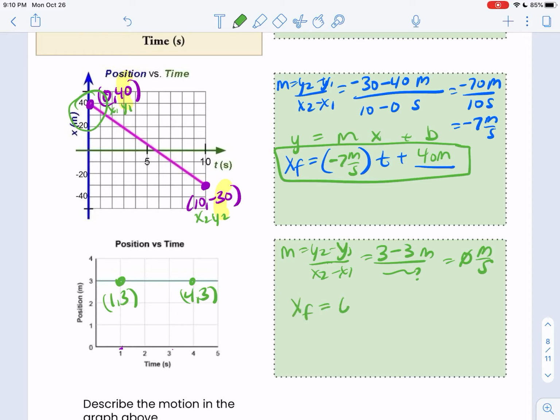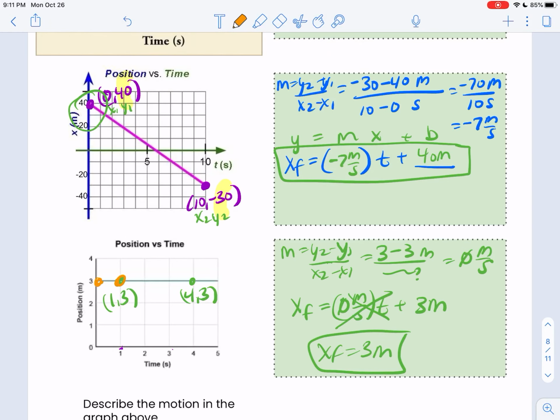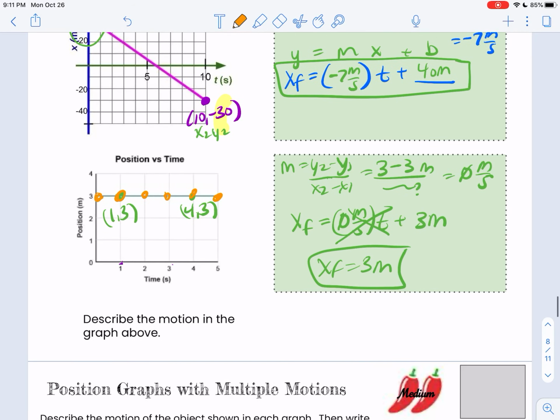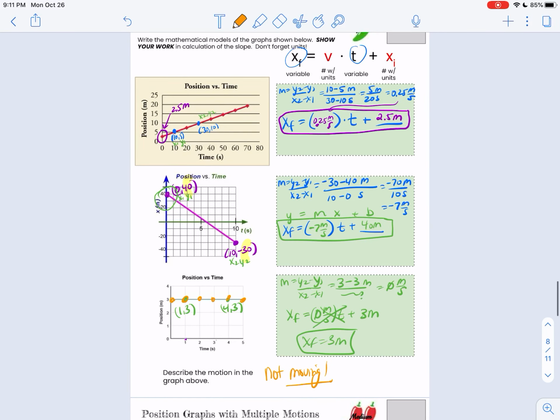So if I want to write the whole equation, I could write this, plus 3 meters, but that doesn't even matter, because anything I plug in for the time, it's going to be 0. So really, the position is 3 meters. All that that's saying is 3 meters, 3 meters, 3 meters. No matter what the time is, the position is always 3 meters, which means that this guy is not even moving. So that's when the slope is 0. All right, so there you go.